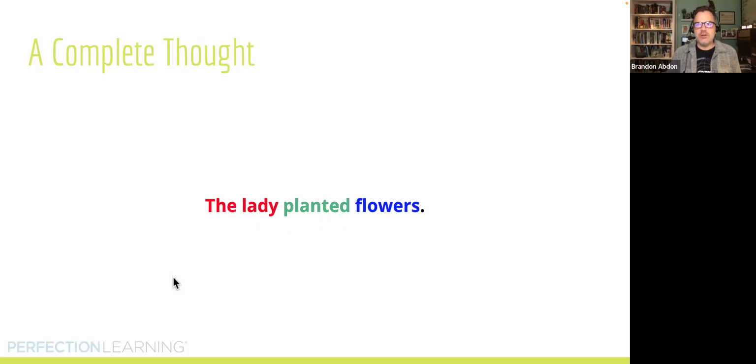A kid doesn't have to know that, oh, you use the transitive verb there, so you best be able to tell me what the transitive verb is referring to. No, they just know that what is she planting? That's what I want to focus on. All right, so the lady planted, and then we have the direct object. What's she planting? Flowers. All right.